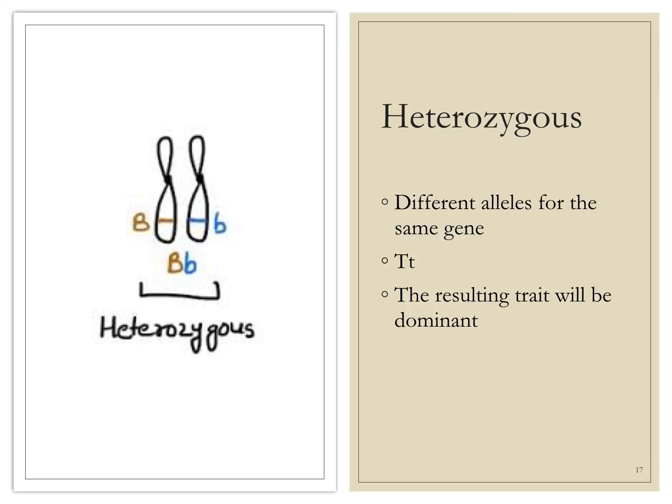Then we have heterozygous. Remember, your prefix hetero means different, and that's going to be different alleles for the same gene. So that can be big T, little t, or big B, little b. The resulting trait will show the dominant trait.